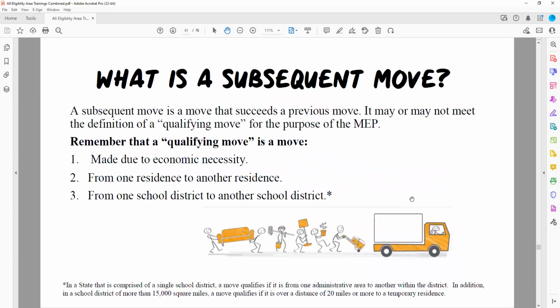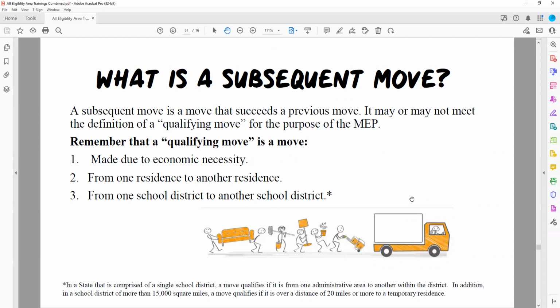So now we're going to talk about this idea of subsequent moves. In the past, we were always used to the move having to be specifically due to economic necessity, and they're making a move to go specifically into agriculture. Now we're looking specifically at a move. Remember, a qualifying move is economic necessity from one school district to another, from one residence to another, and a child needs to be making that move with a migratory agricultural worker. So a subsequent move can be one of these qualifying moves. The difference is a subsequent move is a move with a migratory agricultural worker.